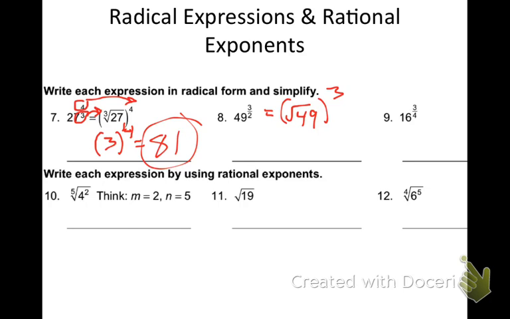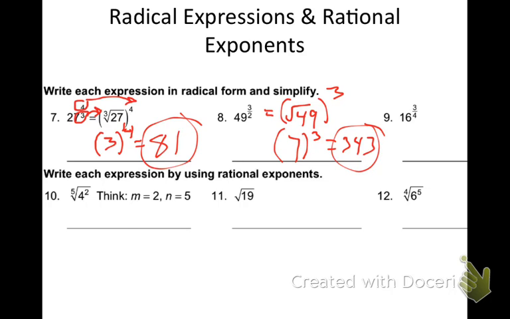What's the square root of 49? 7. Square root of 49 is 7. So I end up with 7 then to the 3rd power. 7 to the 3rd power comes out to be what, Andy? Anybody? 7 to the 3rd power? 343. It is 343, actually. Yep.